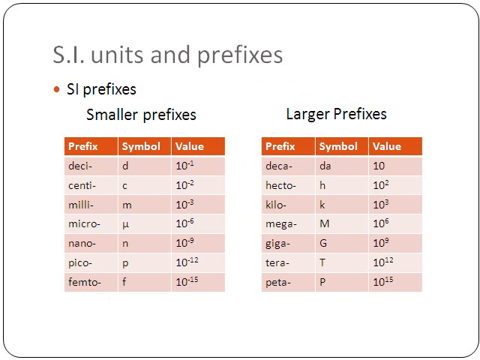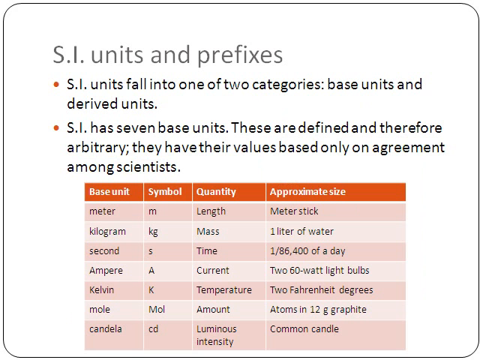Since that shouldn't take a whole lot of explanation, let's go on to the next thing. That covers prefixes. The next thing we want to talk about is SI units. SI units fall into one of two categories: base units and derived units. SI has 7 base units. These base units are defined.